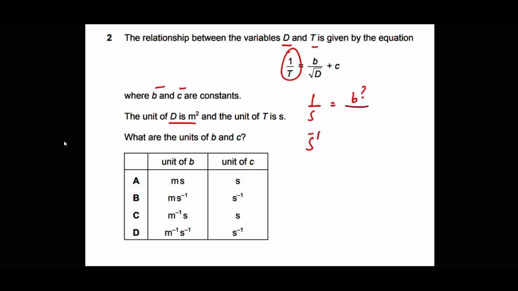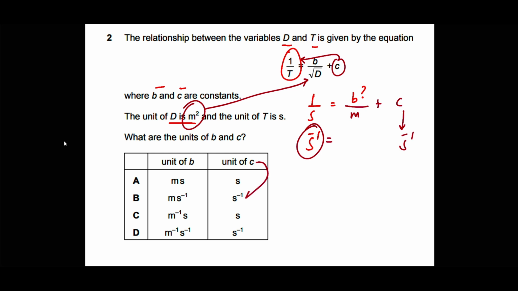So we don't know B, but D is meter square. So taking under root of this meter square, this leaves us with M, right? Plus C. Now we know that the plus sign or the minus sign is actually going to separate these terms individually so that they can be compared separately to the left-hand side. And if this equation is supposed to be homogeneous, then C should have the same unit as 1 over T. So if 1 over T is S minus 1, then C should also be S minus 1. So let's see which options represent that.